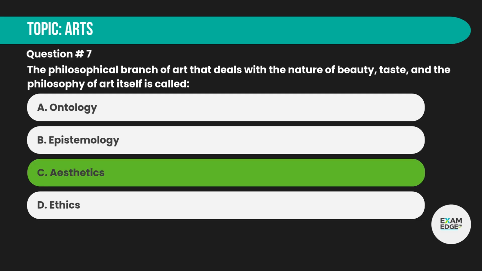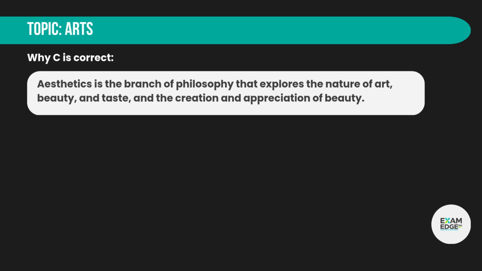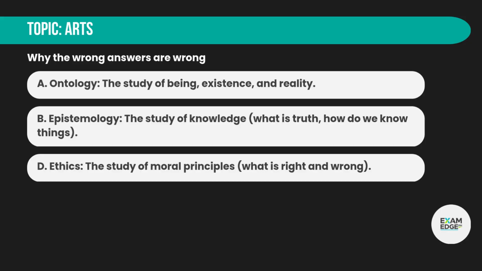Correct answer: C. Aesthetics. Why C is correct? Aesthetics is the branch of philosophy that explores the nature of art, beauty, and taste, and the creation and appreciation of beauty. Why the wrong answers are wrong?